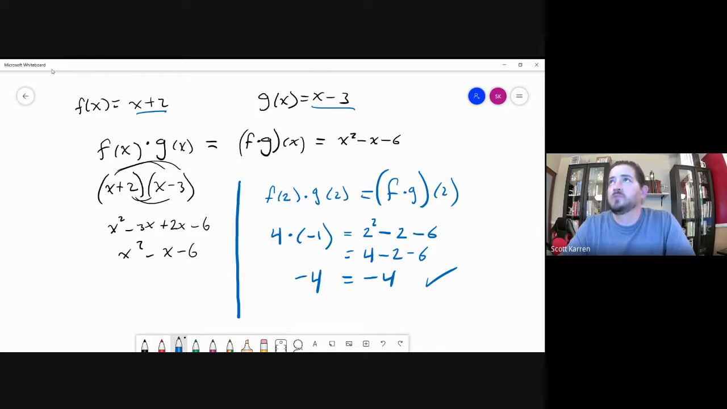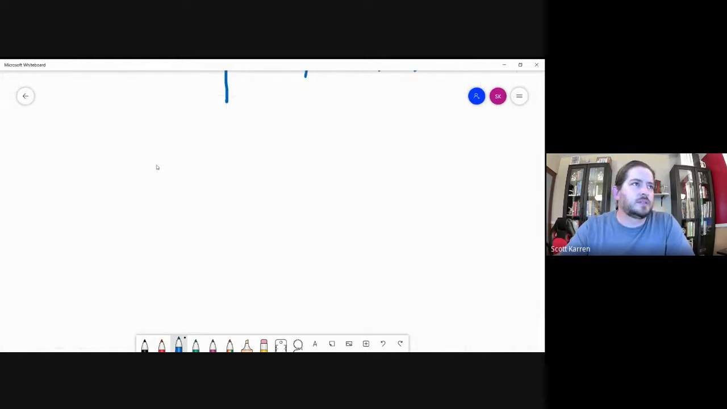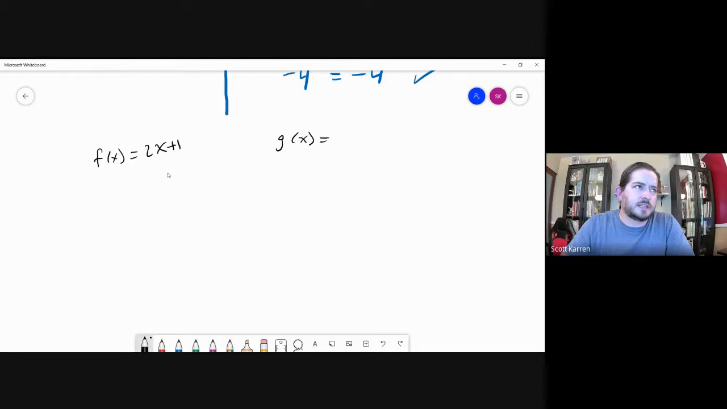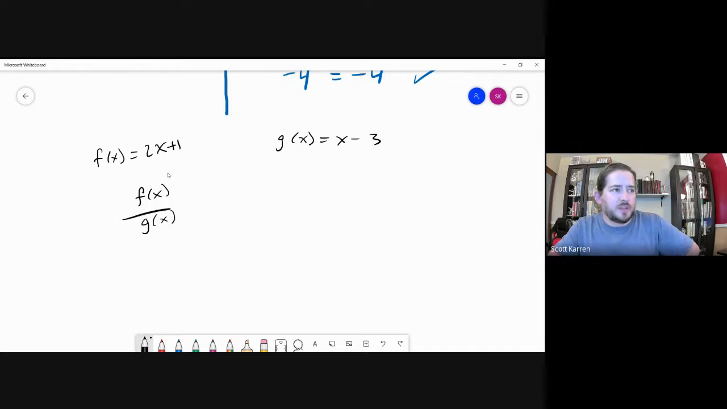Okay. So again, not terrible, right? It's just the two things multiplied together. When I get to this division, however, let's say f of x is 2x plus 1, and g of x is x minus 3. F of x divided by g of x, which will work out, can then be written as f over g in parentheses of x.